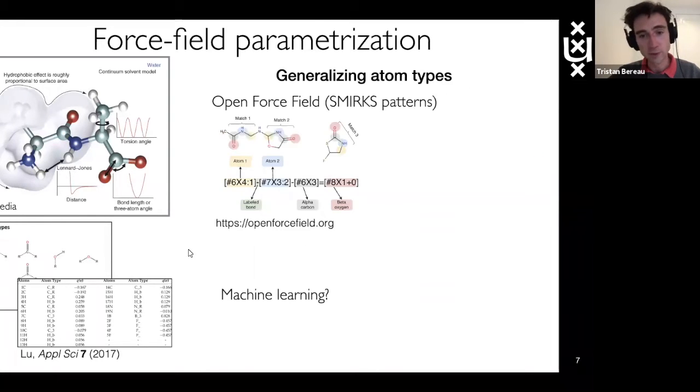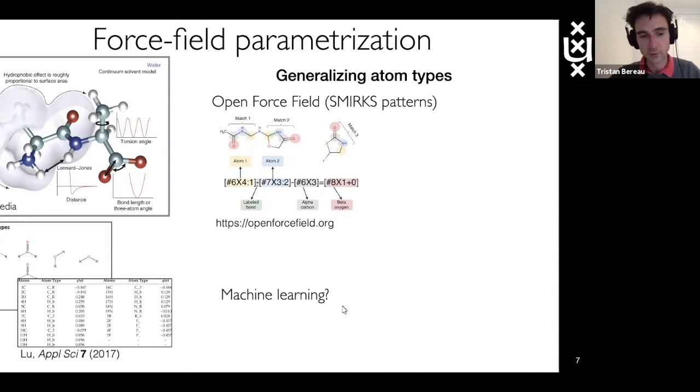There's been more recent approaches to try to change a little bit the way we think about this, going from atom types to SMIRKS patterns, which are a little bit like SMILES strings, so more of a fingerprint method to try to detect chemical groups in a molecule. And this is from the Open Force Field community. And then one question that's been asked in the last few years is whether we could use machine learning to just replace the whole thing.